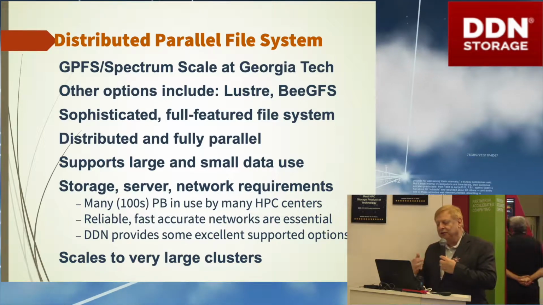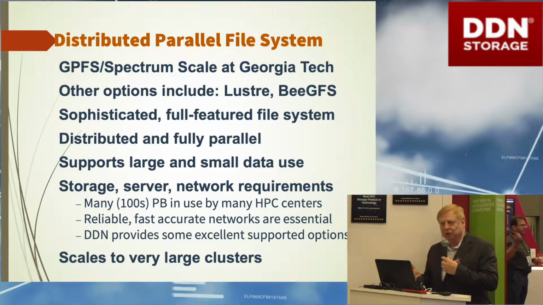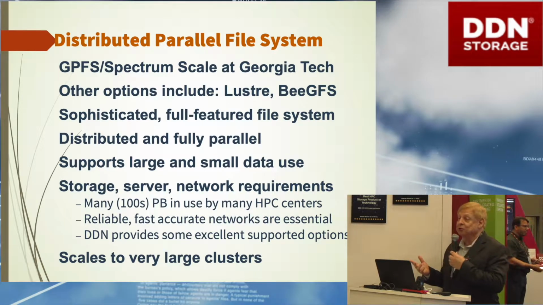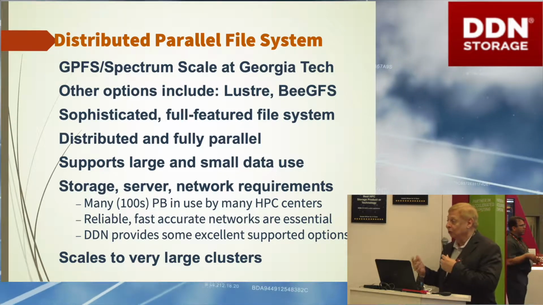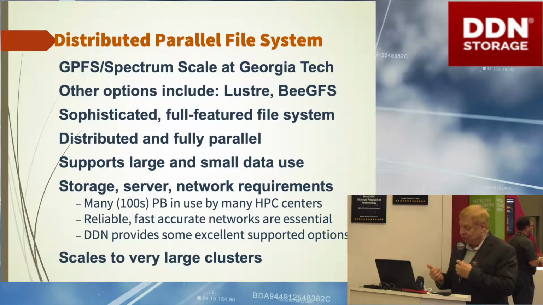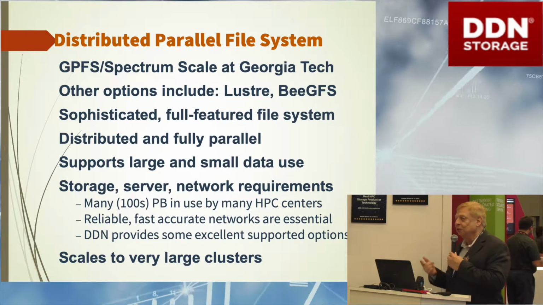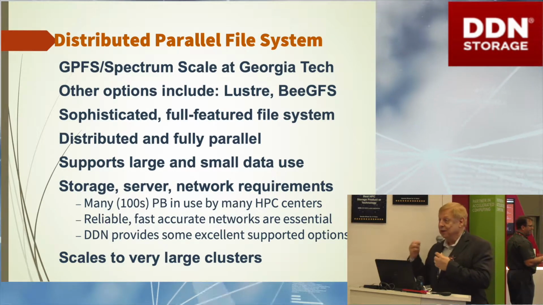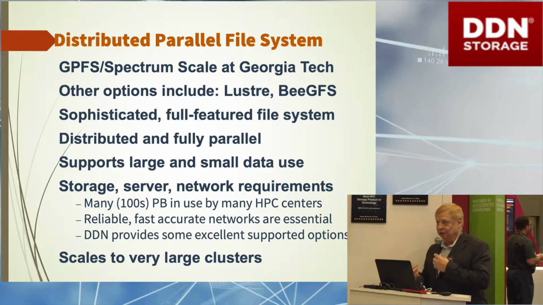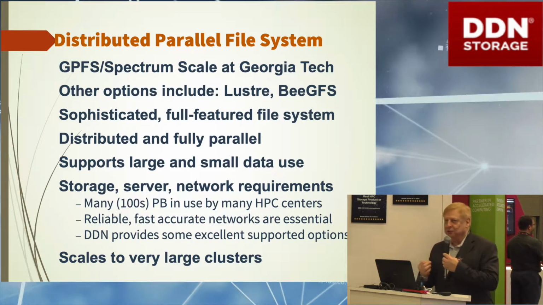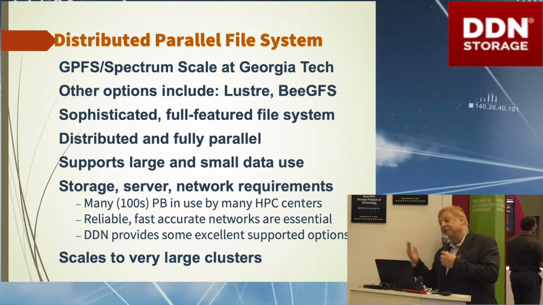With the storage server and the network requirements, you're going to end up with maybe hundreds of petabytes of storage. If you talk to any research institution out there, they're all doing the same thing. Their storage requirements are growing substantially, and this is going to be the same. So you need fast, reliable, accurate networks. If you're going to support this kind of parallel file system, you've got to have a fast, reliable, very clean network. If you don't, this doesn't work so well. So, DDN provides some excellent supported options.